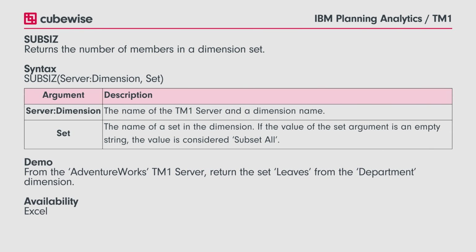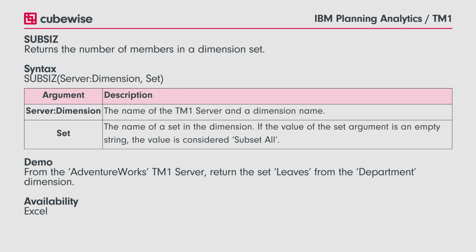SUBSIZ returns the number of members in a dimension set. The syntax for this function requires two arguments. The first is the TM1 server and dimension name separated by a colon. The second argument is the set from the dimension. If the value from the set's arguments is an empty string, the value is considered subset all.